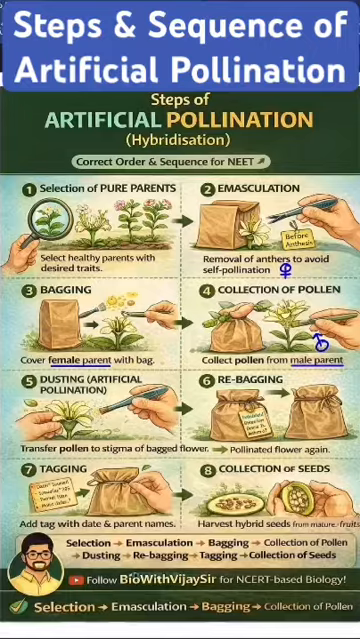Hello everybody, we are going to talk about what we mean by artificial pollination. Everybody knows that pollination is the transfer of pollen grain from anther to stigma.